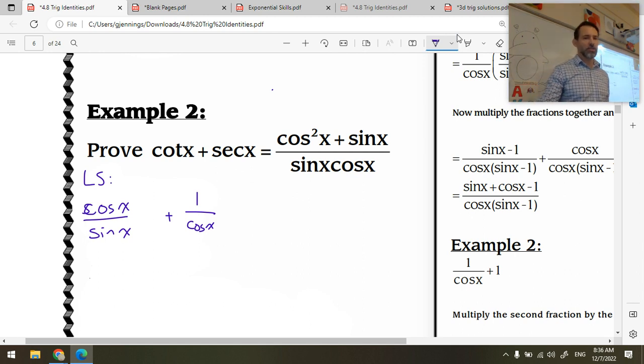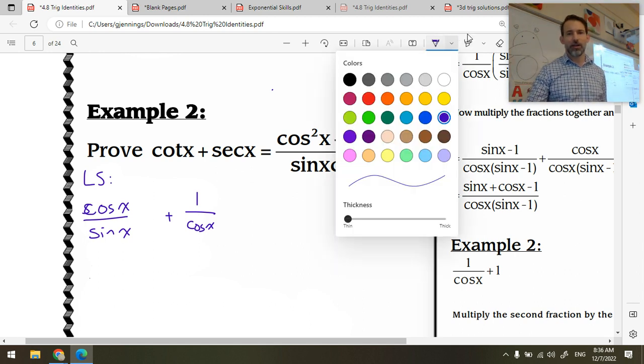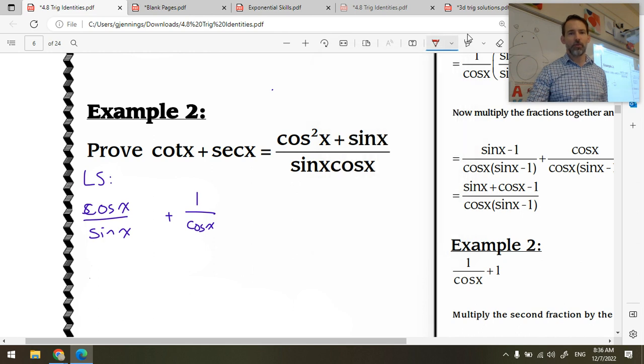I've got two different things on my denominators there. Oh dear, how will I deal with that? Well, if I multiply this one, top and bottom, by cosine of x, that will create sine x cos x as the denominator over there. And if I multiply this one, top and bottom, by sine x, then that will also create a common denominator.